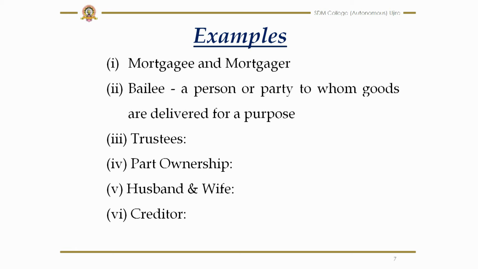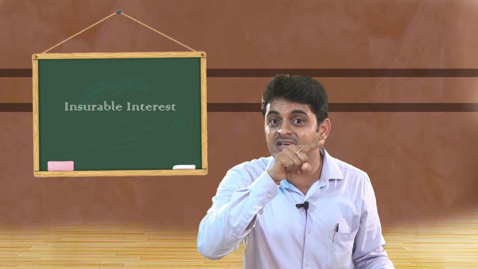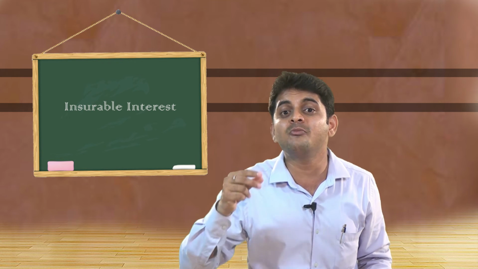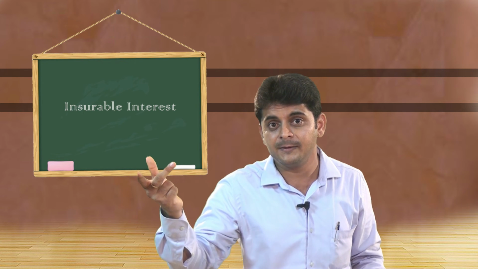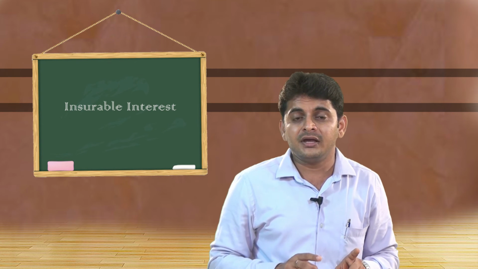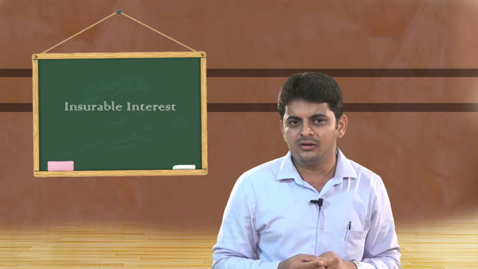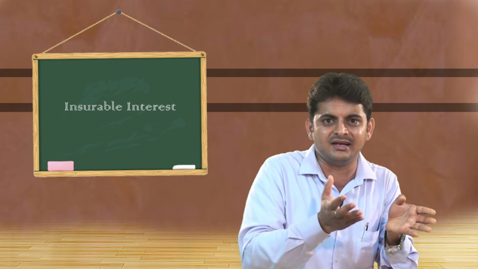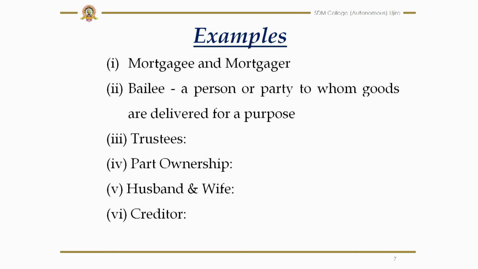Bailee, a person or party to whom goods are delivered for a purpose. For example, a vehicle workshop. I deliver my vehicle for service. Now he is a bailee. He has the responsibility to protect the property. I give my watch to a watch repairer. He has the responsibility to protect it. He has insurable interest. Trustees: sometimes in the case of a minor, his property will be handled by somebody else, appointed by the court or somebody else, and in that case he is a trustee. He has insurable interest to protect the property, so he can take insurance.